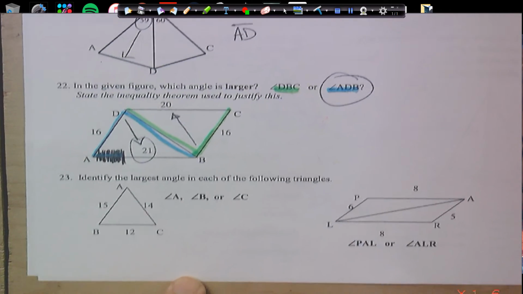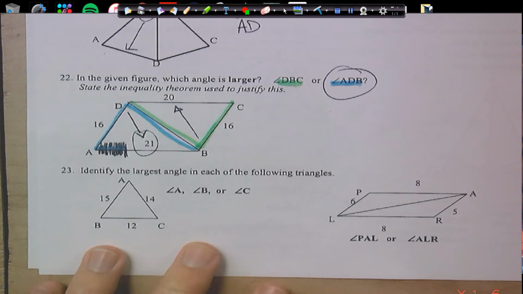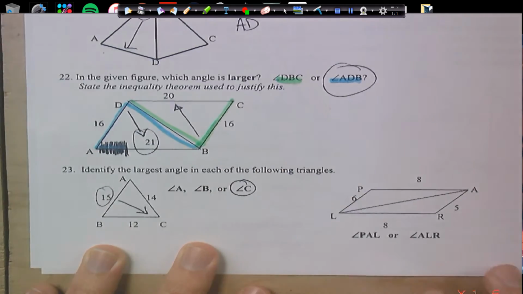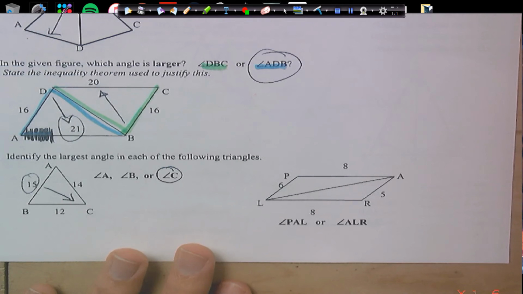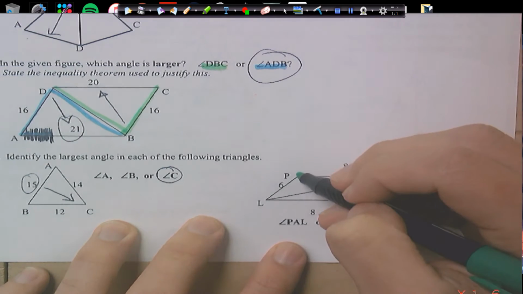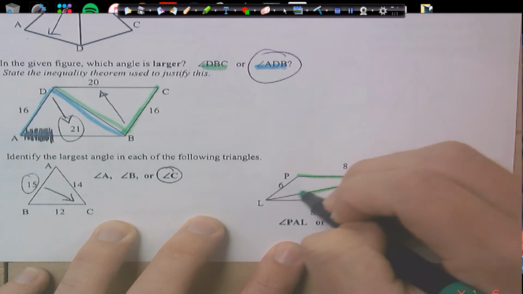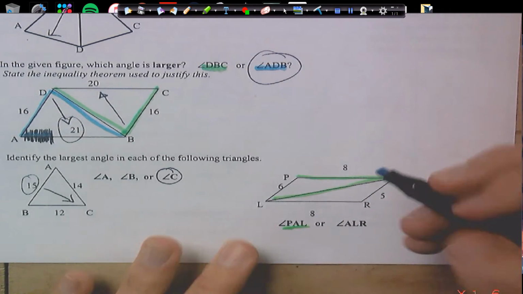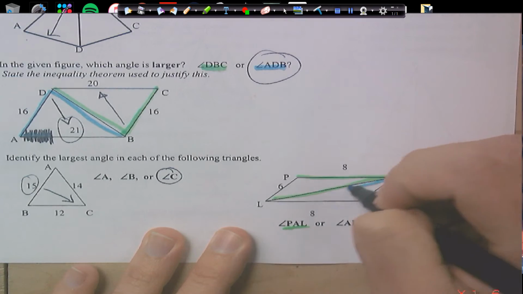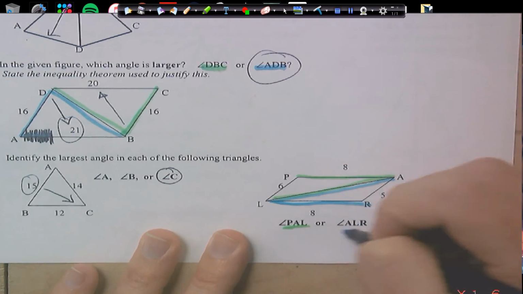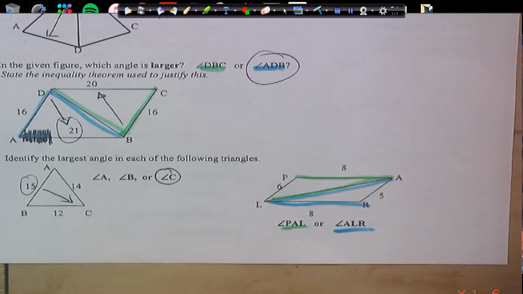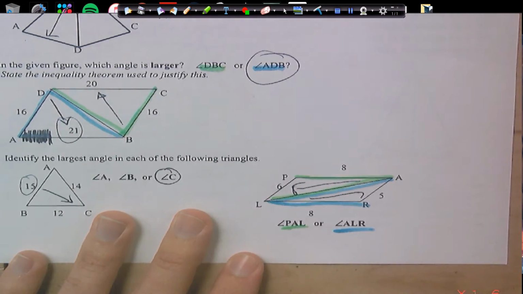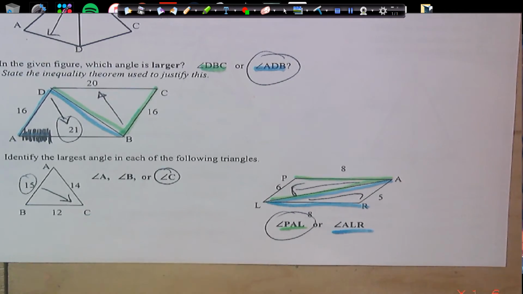All right. Number 23, identify the largest angle. 15 is the largest side. Opposite is C. Okay. Ooh, more coloring. Yay. PAL. Pal. ALR. ALR. Which one is bigger? Well, you tell me. 5 or 6? I'm going with 6. It is the bigger angle.